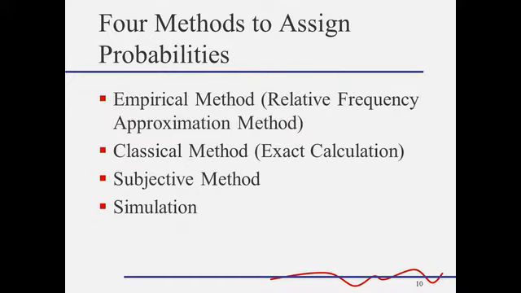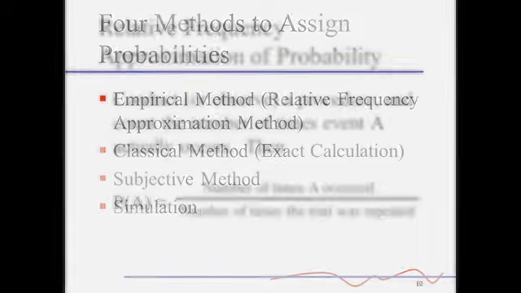Next, we'll talk about the 4 ways to assign probabilities to events, and we'll discuss these 4 methods in the next slides. The first method we'll discuss is called the relative frequency approximation method, which is sometimes called the empirical method for probability. I tend to call it the relative frequency approximation method so we don't get it confused with the empirical rule for bell-shaped distributions that we learned back in Chapter 3.